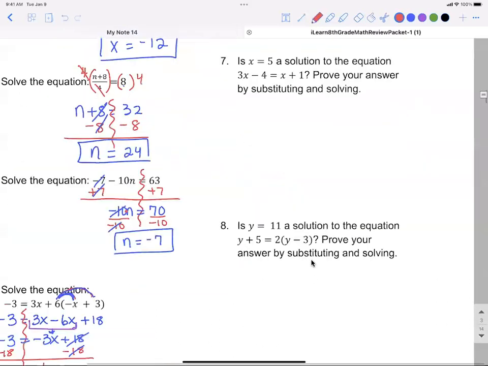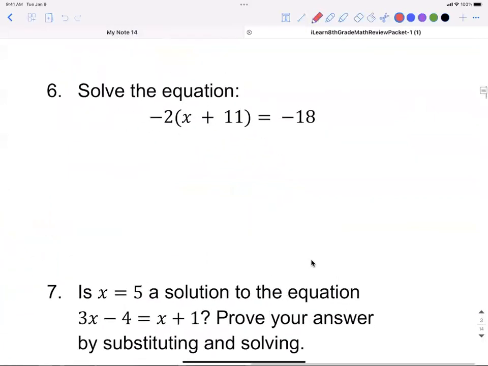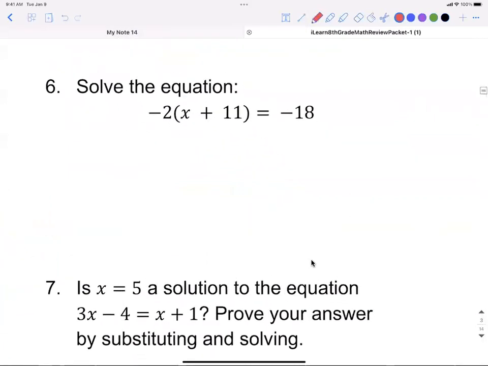All right, same thing with number 6. If you want to pause the video, try it and see what you get, and then unpause the video and see if you were right. All right, so I'm going to get rid of these parentheses by distributing first.